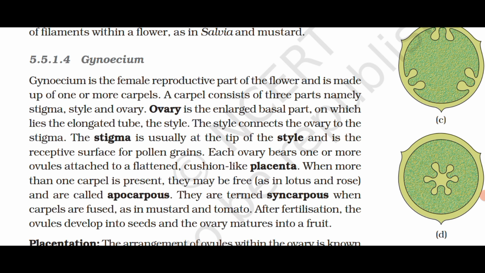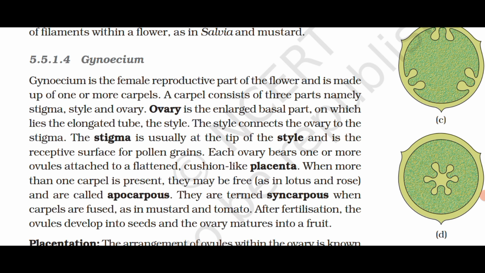Ovary is the enlarged basal part on which lies the elongated tube, the style. The style connects the ovary to the stigma. The stigma is usually at the tip of the style and is the receptive surface for pollen grains. Each ovary bears one or more ovules attached to a flattened cushion-like placenta.